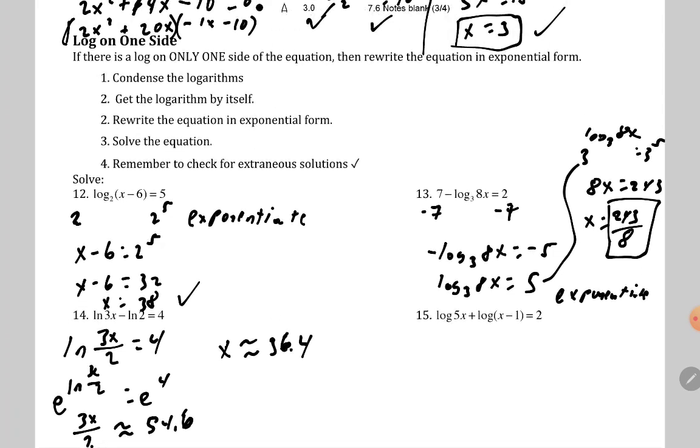Number 15. Log of 5x plus log of x minus 1. So this is what's going to happen. We're going to combine the logs. When we have a plus sign, we multiply the insides together. So 5x times x minus 1, and then equals 2. So I'll simplify a little bit. Log of 5x squared minus 5x equals 2.